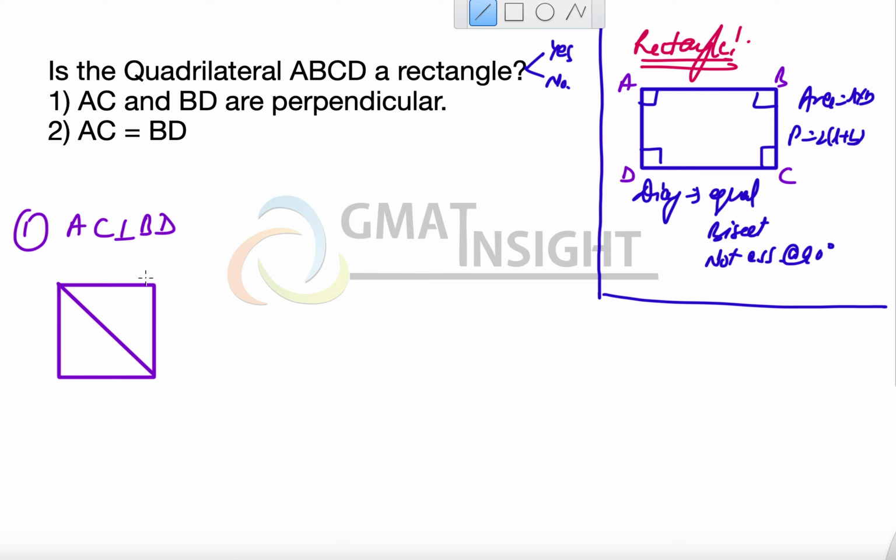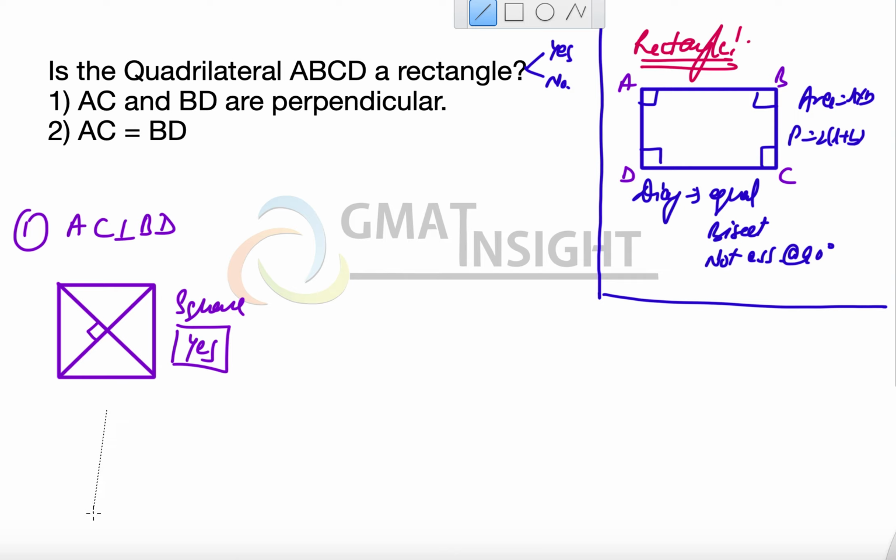So the first figure that I am drawing is a square, because we know that in a square the diagonals are equal, they bisect each other at 90 degrees, so they are perpendicular for sure, and the square is also a rectangle, so the answer to the question is definitely yes. Now another figure that I would like to draw should be a figure in which the diagonals are perpendicular, yet it should not be a rectangle, because my intention is to prove the statement is not sufficient.